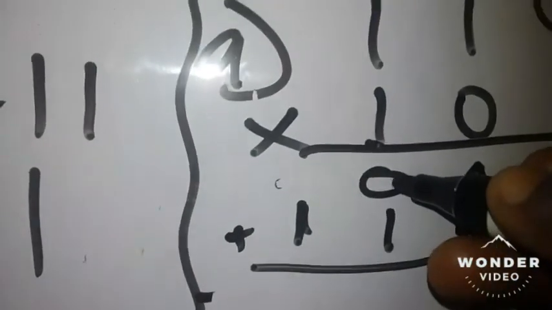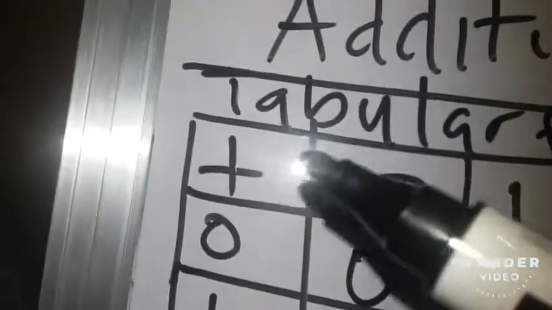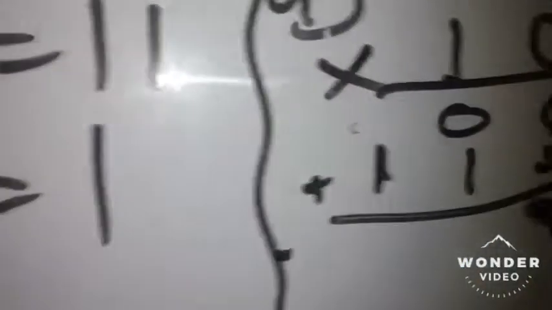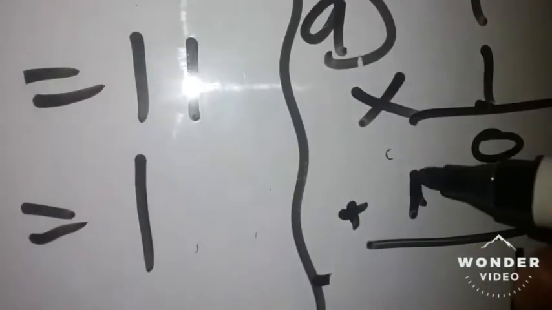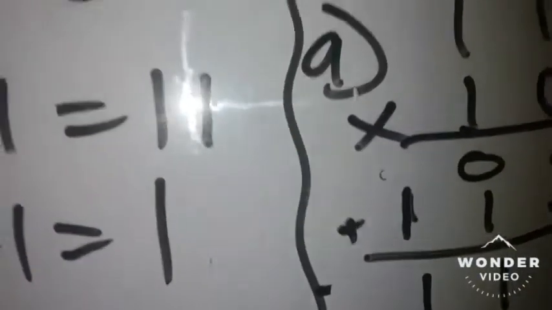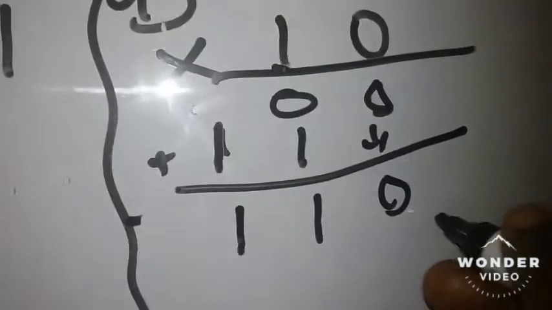1 plus 0. Come to your addition tabular form. That's 1 plus a 0. That is 1. So you write 1. Only 1 that is here. You carry it down. So this is your final answer.